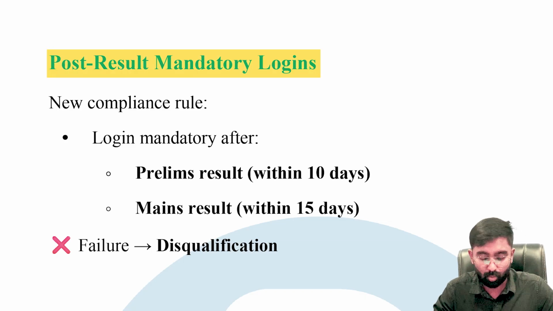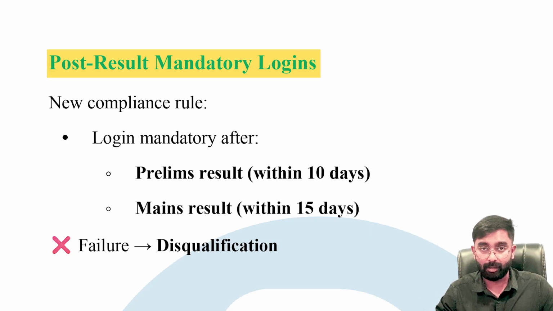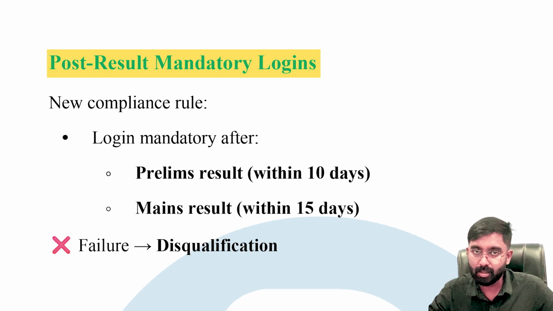Now, new compliance rules have been made that after the prelims result, within 10 days, login must mandatorily happen. And then for your mains result, within the next 15 days after the mains results are out, you have to log in and apply yourself for the next successive stage. Failure to do that is considered a disqualification.